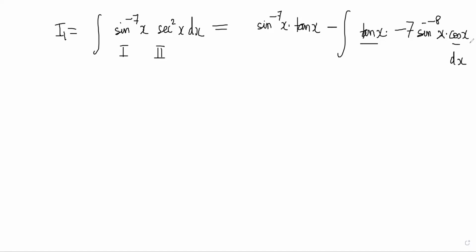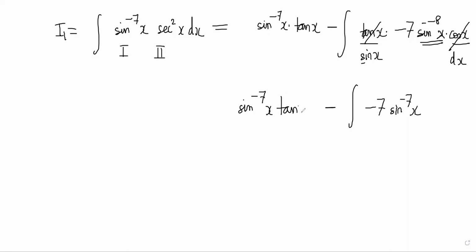So tan x times cos x will become a sine x, and sine x times this will become a sine power minus 7x. So this will be minus 7 sine power minus 7x. And there is a negative sign outside. So notice that this is becoming sine power minus 7x tan x minus minus 7. So clearly you're getting sine power minus 7x tan x plus integral of 7 sine power minus 7x dx.